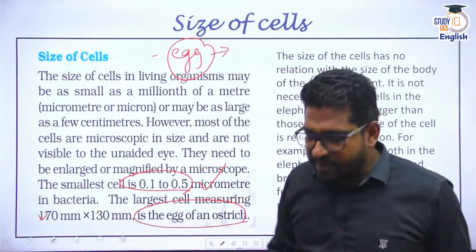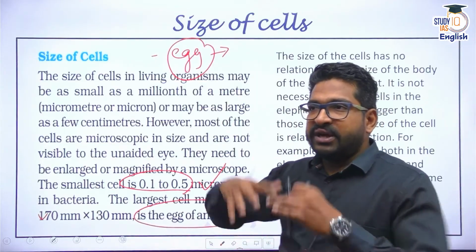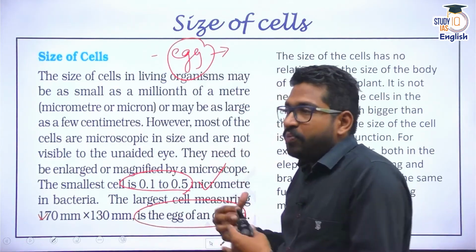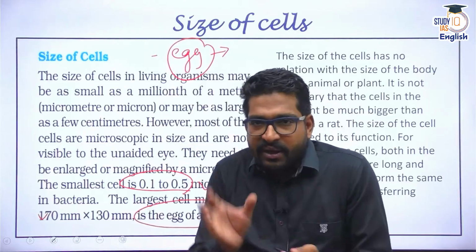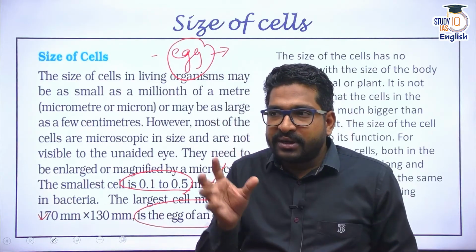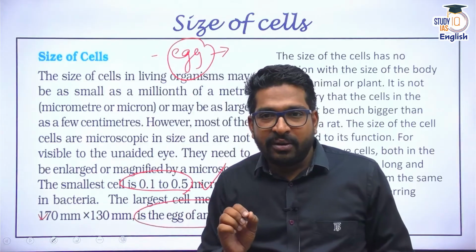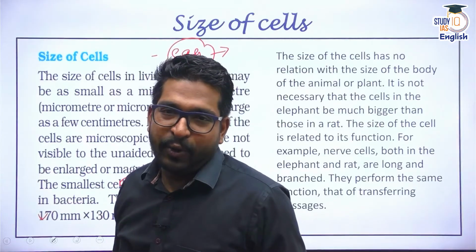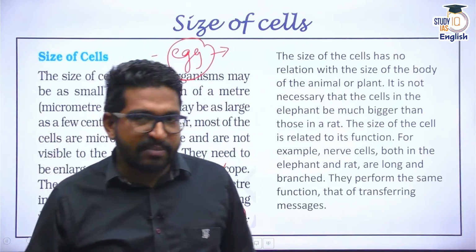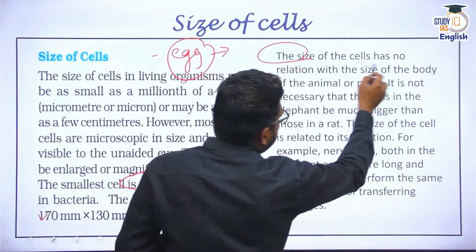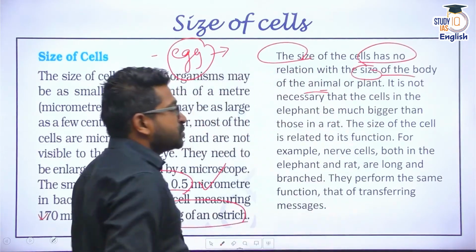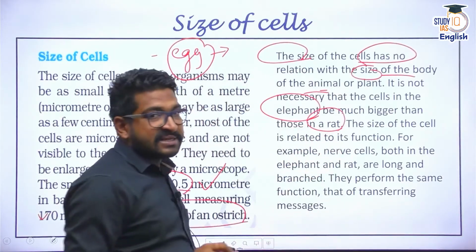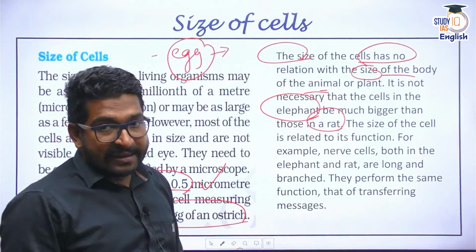But please remember, the size of a cell does not have anything to do with the size of the animal. For example, a rat is a small organism, and you might think the cells in this rat are very small. And an elephant is so huge, so big. Do you think an elephant has bigger cells? No. An elephant has a large number of cells. Remember that the size of the cell has no relation with the size of the body of the animal. So elephant cells and rat cells may be of similar size. It depends on the function of the cell.